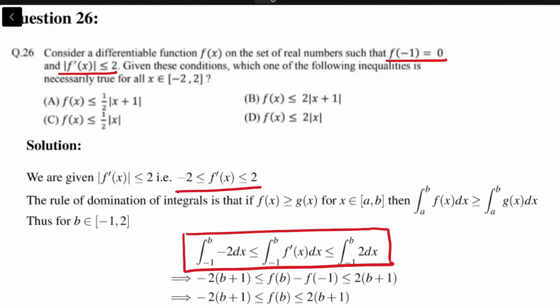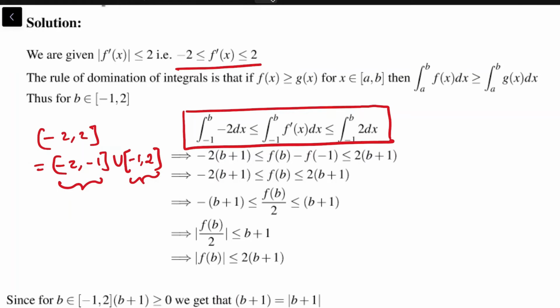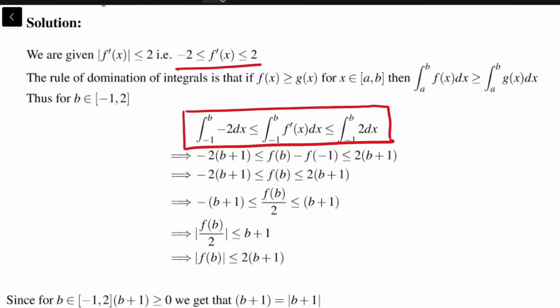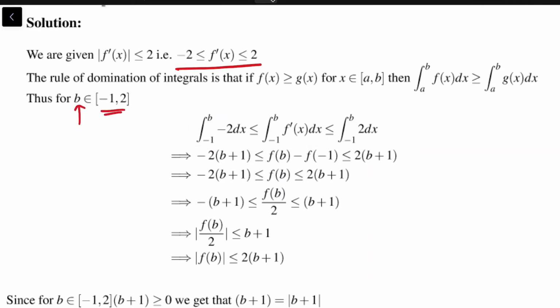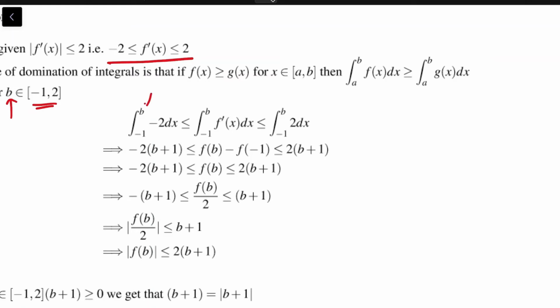The idea is that even though our range is between minus 2 and 2, we'll split it, that is, minus 2 to 2 can be written as minus 2 comma minus 1 union minus 1 comma 2. In these two disjoint ranges, we will perform the integral and get the properties as necessary. All right, so let's perform the integral here. We will take b belonging to minus 1 comma 2, and that will be used as the upper limit of our integration in the domination of integrals rule.